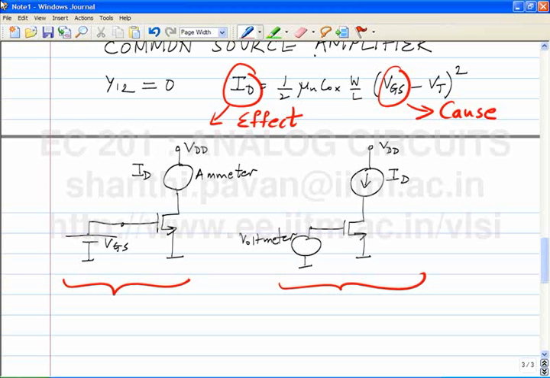Okay, and this is what it means when I say Y12 is 0. You cannot force current through the drain of a MOSFET and assume that some VGS will magically develop between the gate and the source. You won't be able to predict that by looking at the equation. I will also point that out. This is coming because of the physics of the device.